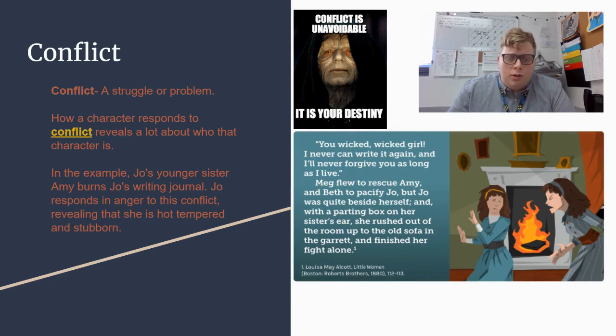"You wicked, wicked girl. I never can write it again, and I'll never forgive you as long as I live." Meg flew to rescue Amy and Beth to pacify Jo, but Jo was quite beside herself, and with a parting box on her sister's ear, she rushed out of the room to the old sofa in the garret and finished her fight alone.